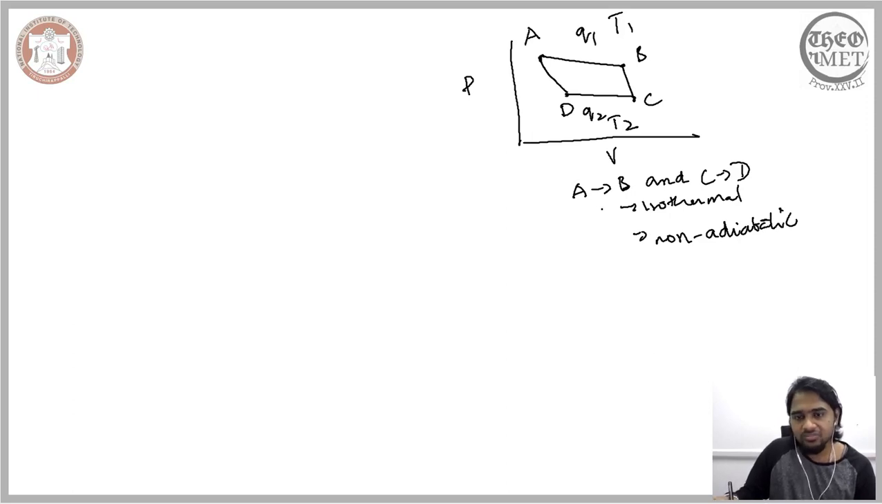In contrast to the changes in state from A to B and C to D, you have the changes from B to C and D to A. When the system changes from state B to C, there is a change in temperature from T1 to T2, and as the system changes from D to A, there is a reverse change in temperature from T2 to T1. So essentially these B to C and D to A changes are non-isothermal, but adiabatic in nature because there is no heat transfer involved.